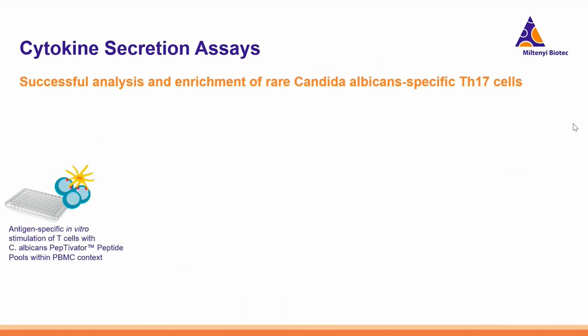Please see in this application example of the IL-17 cytokine secretion assay detection and enrichment kits, how nicely antigen-specifically stimulated T cells can be enriched, even from low frequencies, to clearly visible levels above background, solely based on their IL-17 secretion. Antigen-specific T cells were stimulated within the PBMC context with a C. albicans peptivator for 16 hours or left untreated, and then enriched using the IL-17 secretion assay cell enrichment and detection kit.